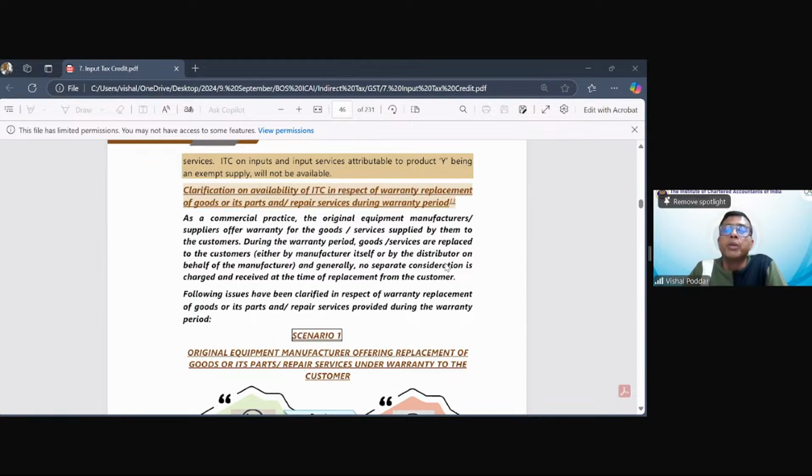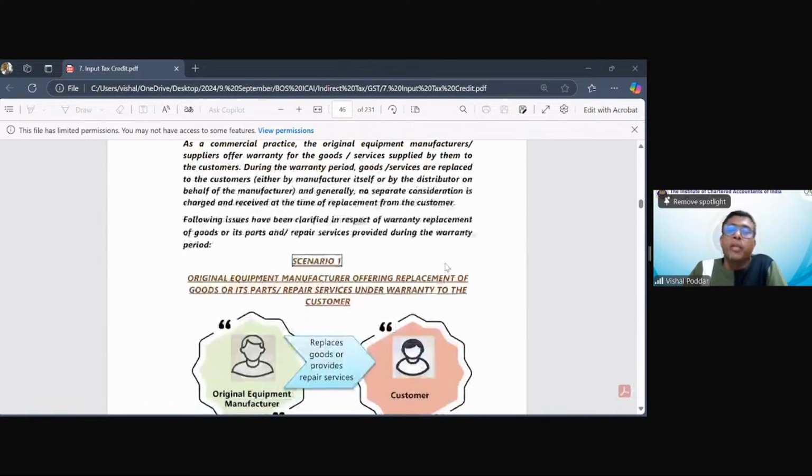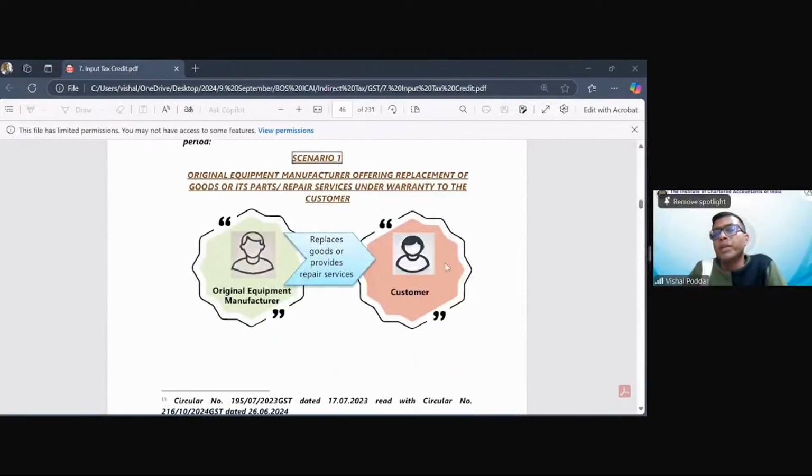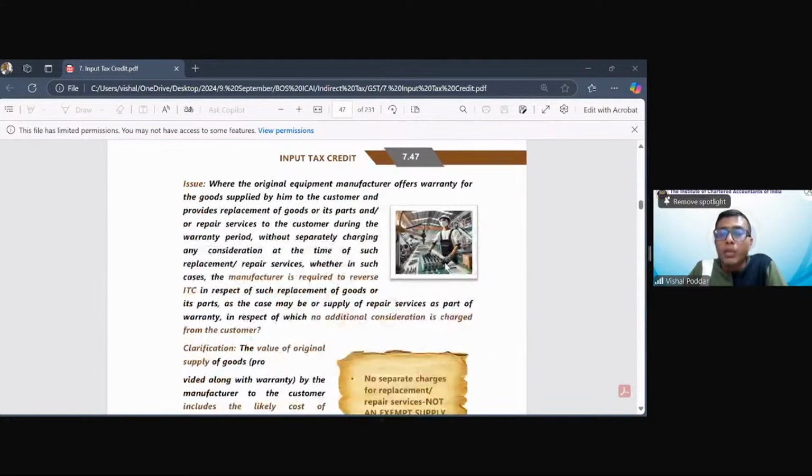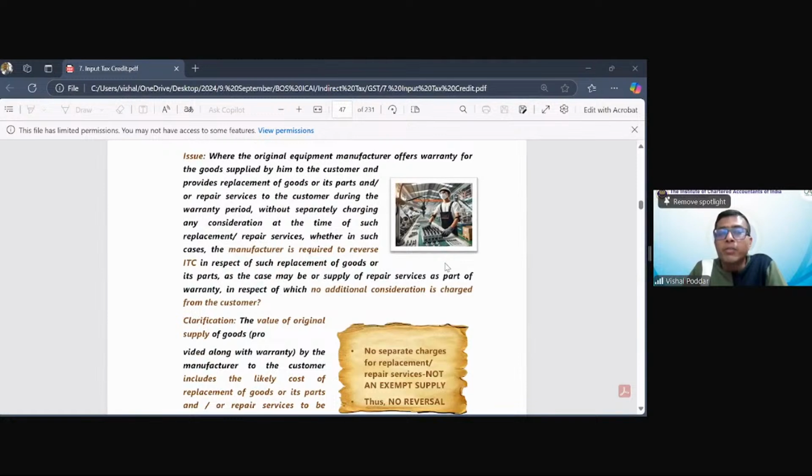And since it has already been included, even though it appears to be free, actually it is not free. The cost of it has been included by me, and that is why I should not be required to reverse. This is the basic point given in this particular circular.